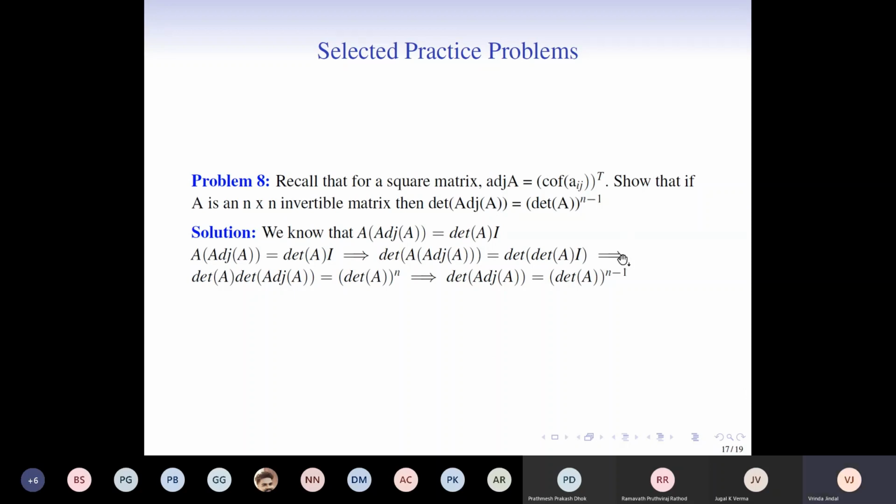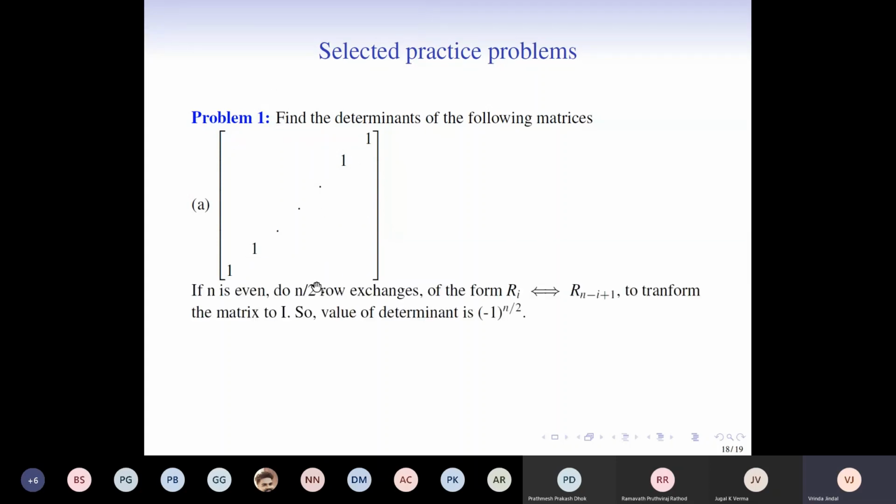Okay, so I'll move on to the next problems. Yeah, so the first practice problem was that we have to find the determinant of these matrices that had some pattern in them. So the first part was this kind of matrix, like instead of having an identity matrix in which from the top left to the bottom right diagonal we have ones, on the other diagonal we have ones, and all the other remaining elements are 0.